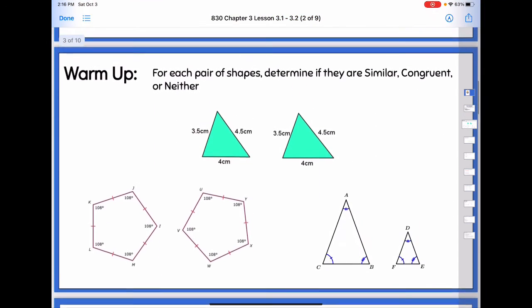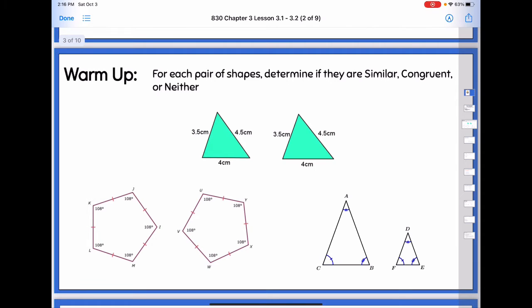So as a little warm up, just kind of a review. I know that you have heard these words before, congruent and similar. So just wondering if you can identify for each of these pairs of shapes, are they congruent, are they similar, or are they neither? So pause the video and see what you can do.